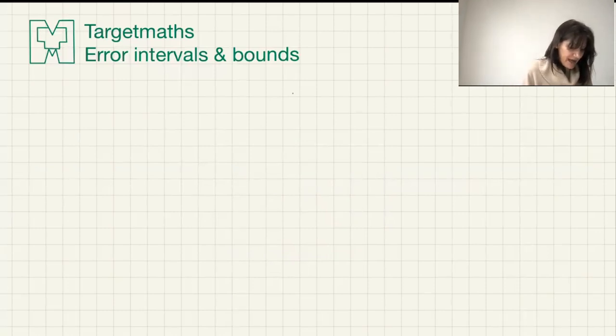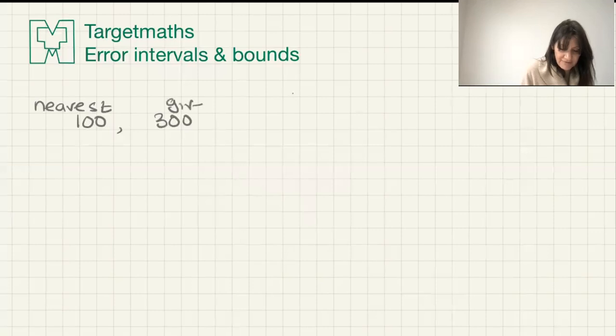Okay, right, having a go this time. So a number has been rounded to the nearest 100 to give 300. Hit pause and press play when you think you've got the answer on that one.